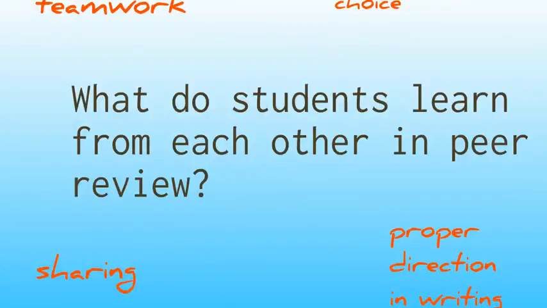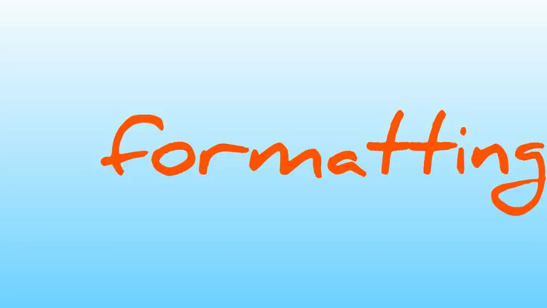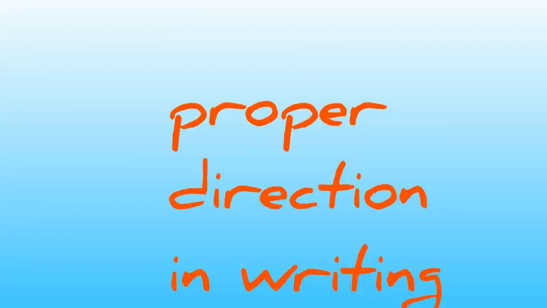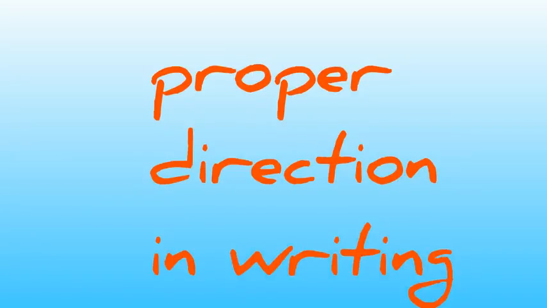So, what do students learn from each other in the peer review process? There are several things. These are just some of the most important that I believe. They are learning spelling from one another, helping to correct one another's spelling. They are learning proper formatting techniques from one another about how to properly format their papers. They are learning effective word choice from one another. They are learning proper direction to take in their writing with one another.